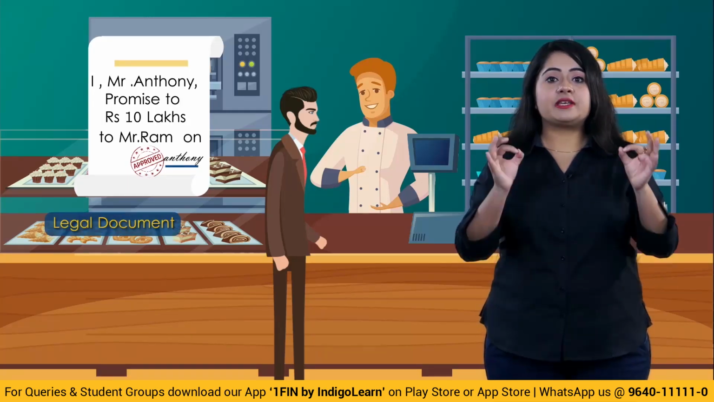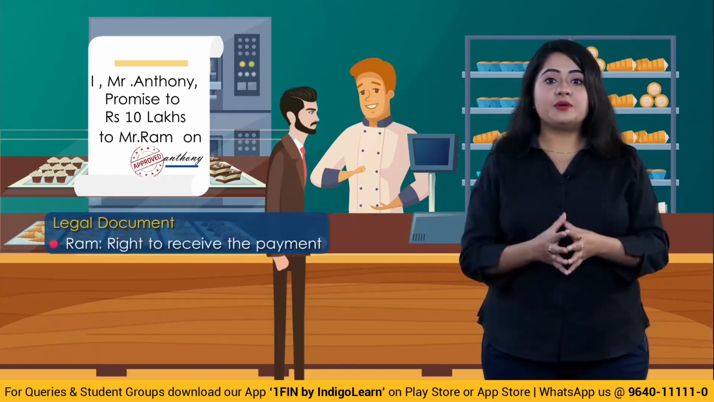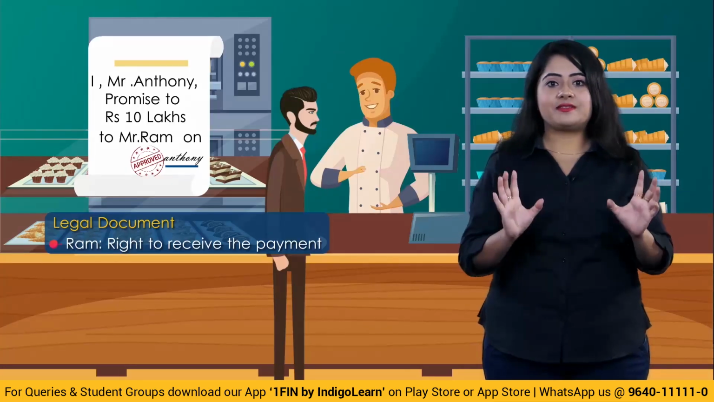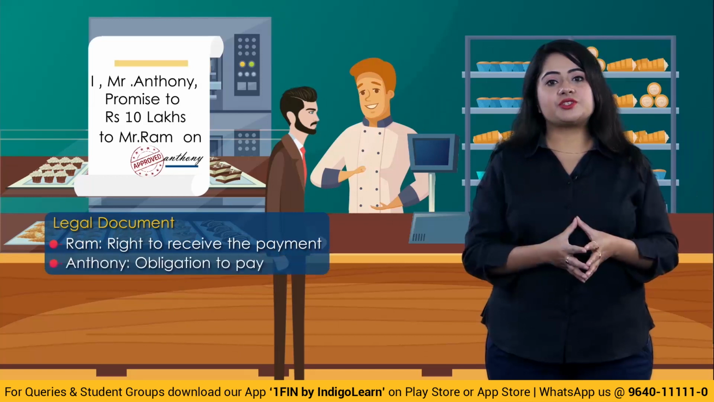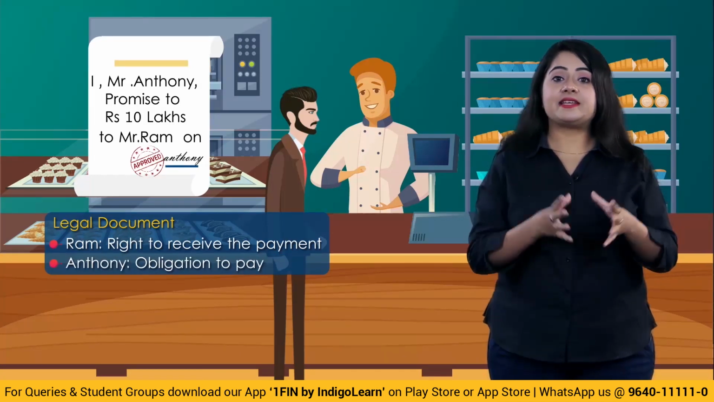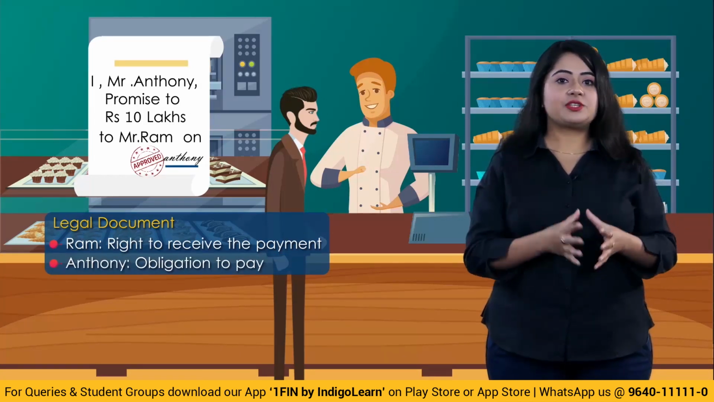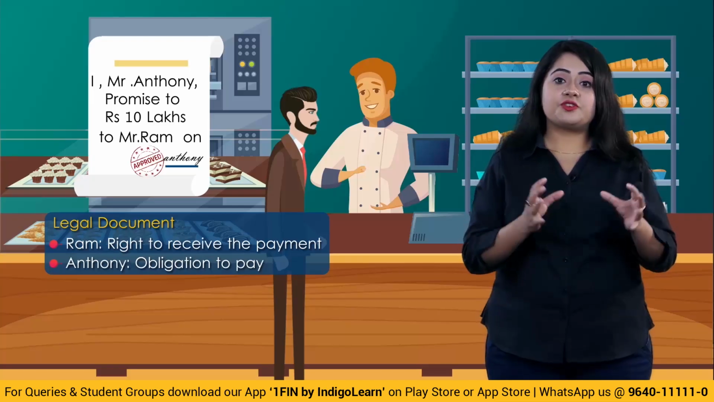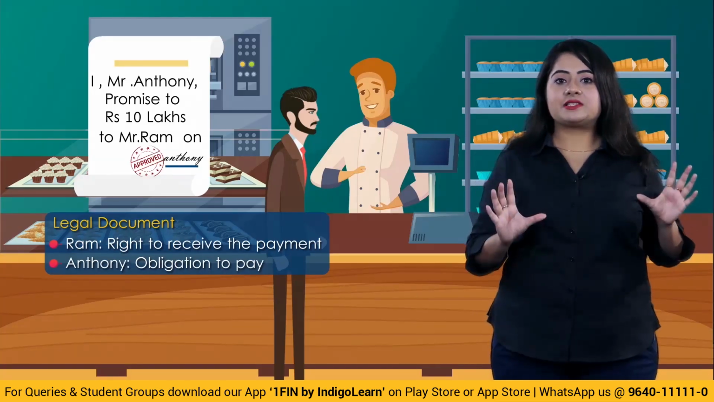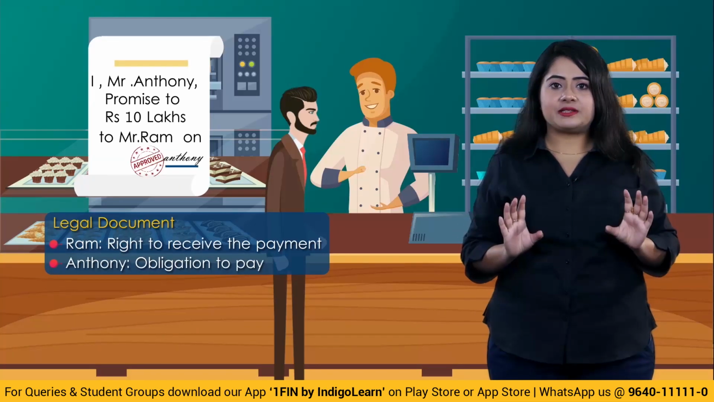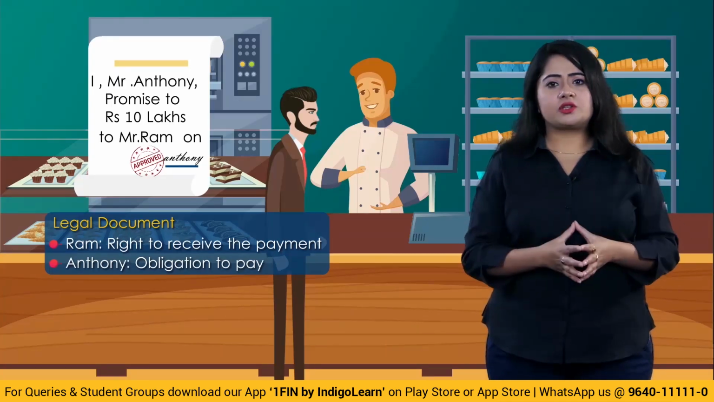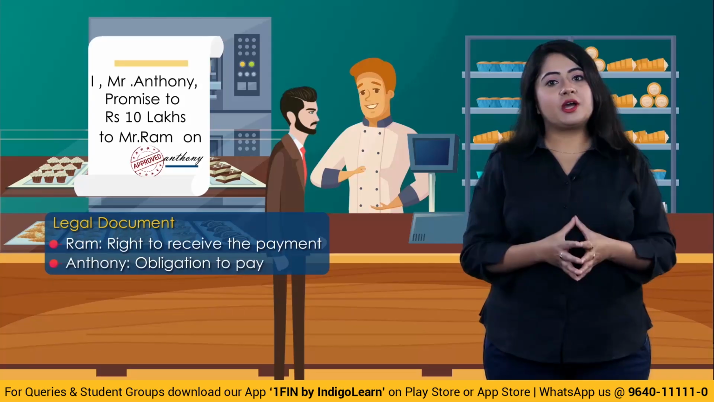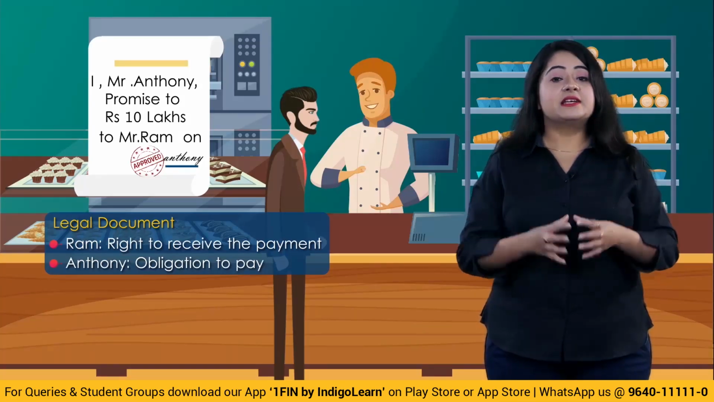This legal document gives a right to Mr. Ram to recover 10 lakh rupees from Mr. Anthony. Now this legal paper also puts an obligation on Mr. Anthony to pay this 10 lakh rupees on the specified date to Mr. Ram. Now through this piece of paper, Mr. Anthony will be satisfied that he does not have to immediately make the payment for the goods and he can just receive the goods and later on the specified date he can make the payment, that is 10 lakh rupees to Mr. Ram.